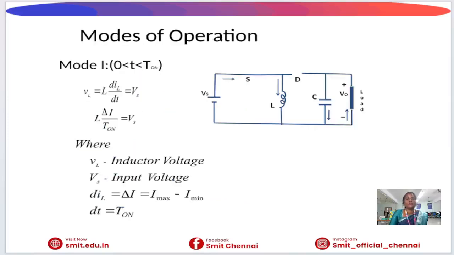During mode 1, the switch is on for a duration of kT. The diode remains reverse biased and does not conduct. The source voltage appears across the inductor, causing the inductor current to rise linearly. According to the inductor voltage equation, VL equals L into di L by dt. Since the inductor stores energy during this interval, the load receives power mainly from the capacitor.